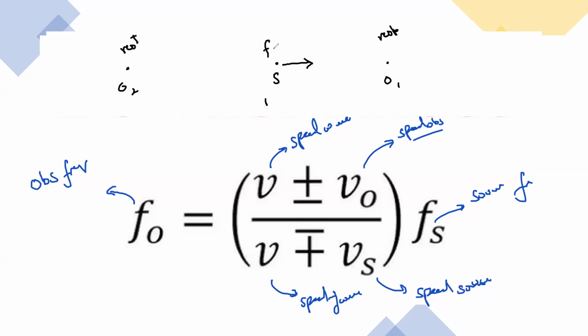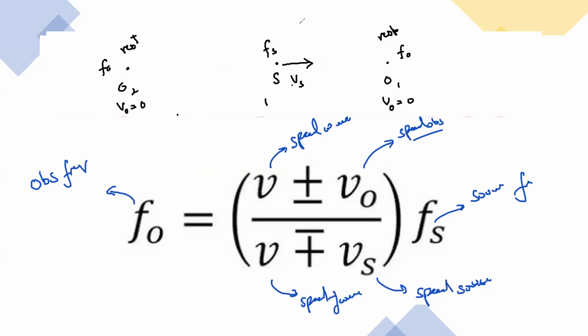The frequency of the source is called Fs, and the speed at which the source is moving is called Vs. What about the stationary observer? The observer is not moving. So what is the speed of this observer? Zero. What about the speed of this observer? That is also zero. Now, the observed frequency is F naught, or FO, you can also say.